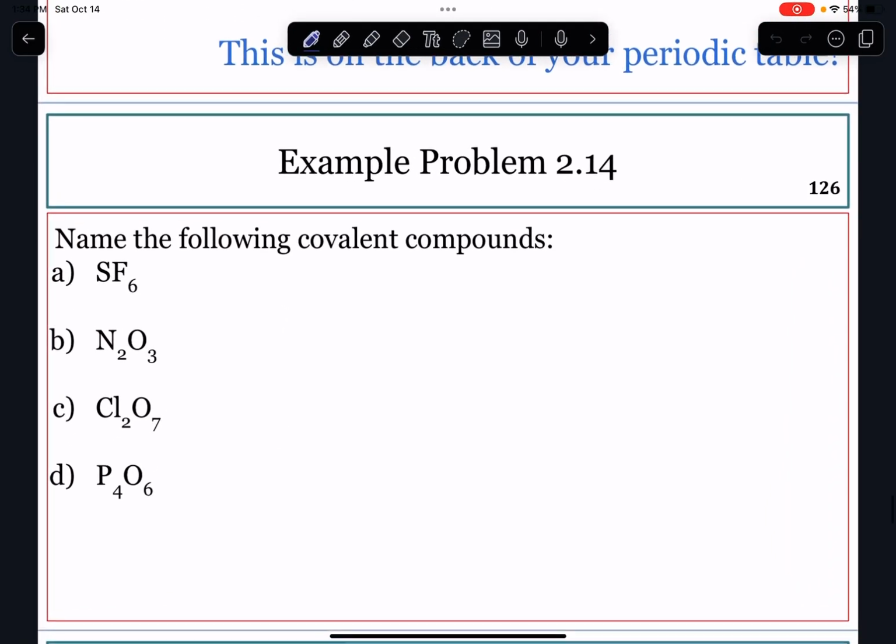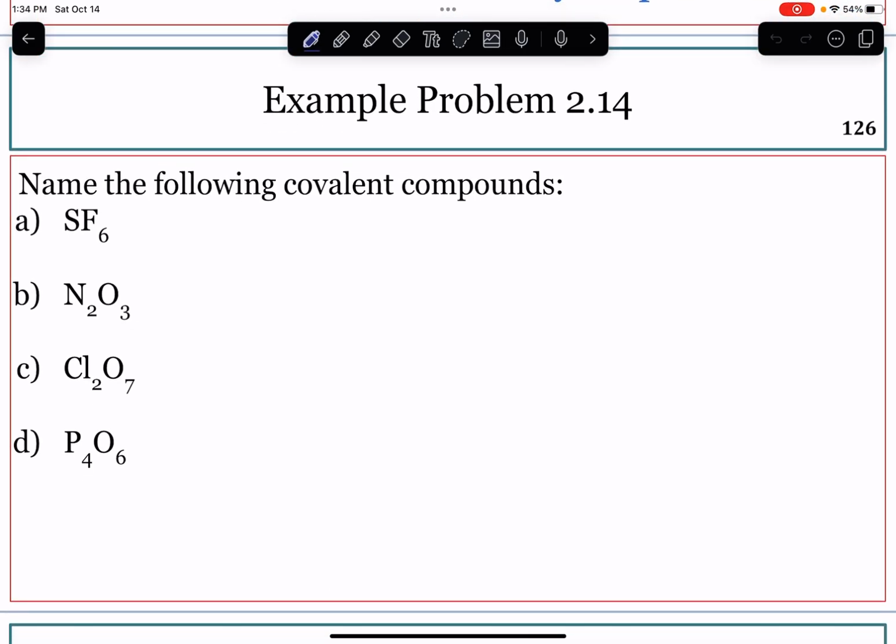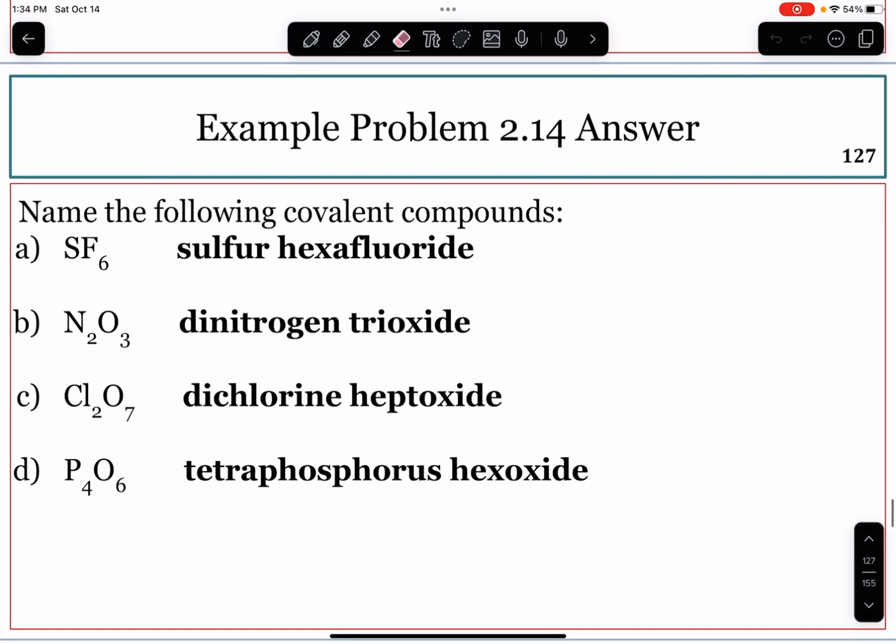All right, let's name the following covalent compounds. Pause to see if you can work this out. Here are all of the answers. Sulfur hexafluoride, dinitrogen trioxide, dichlorine heptoxide, tetraphosphorus hexoxide.